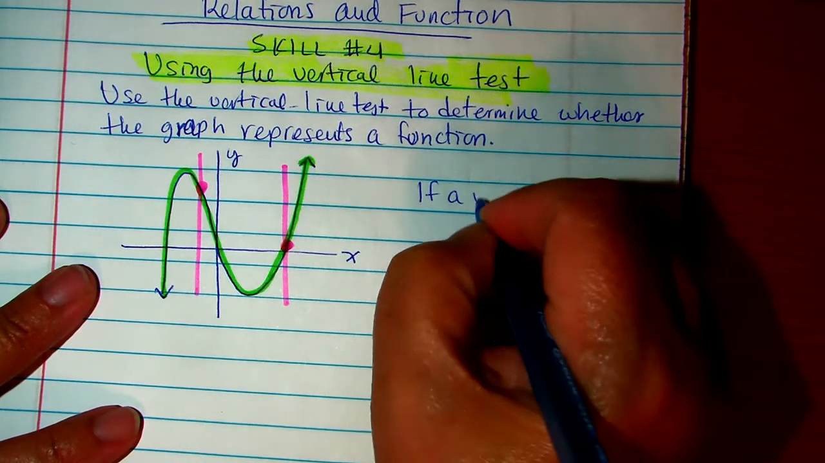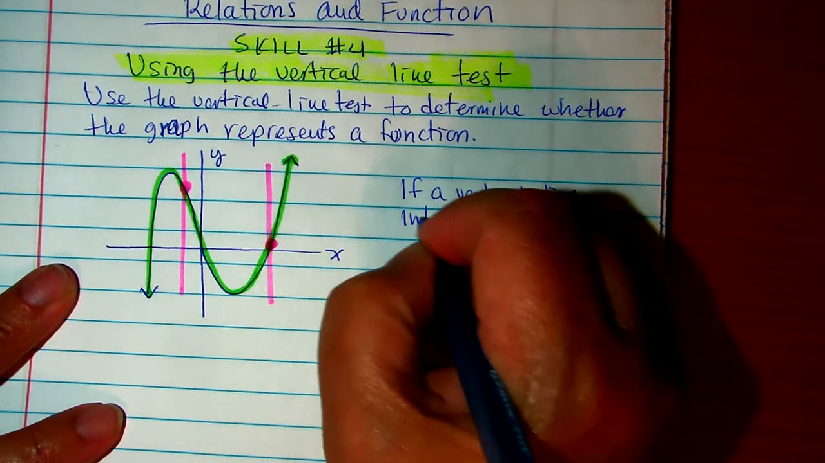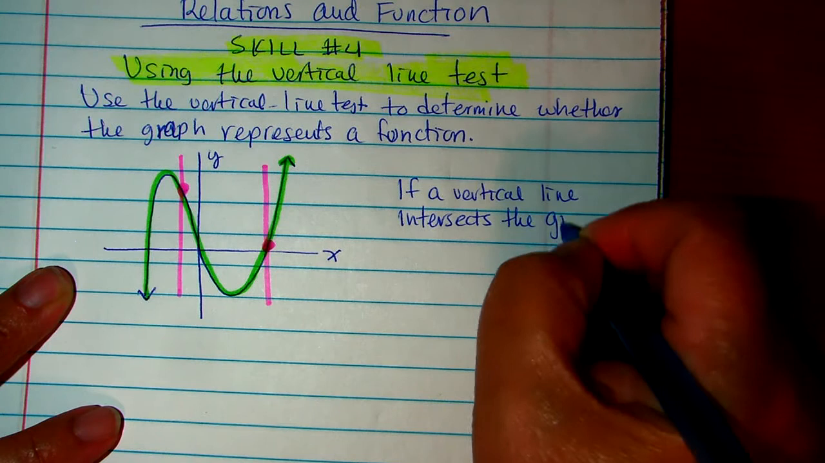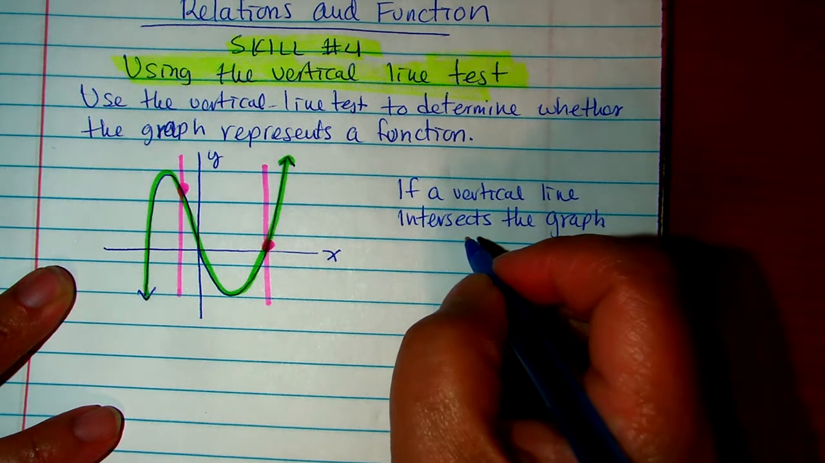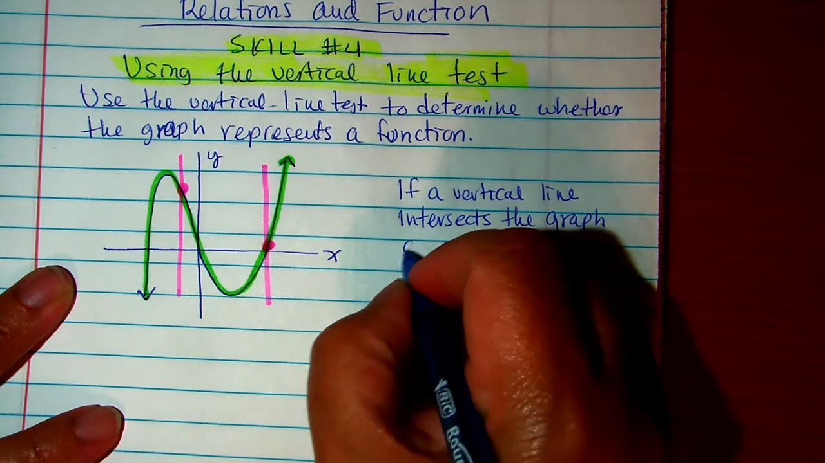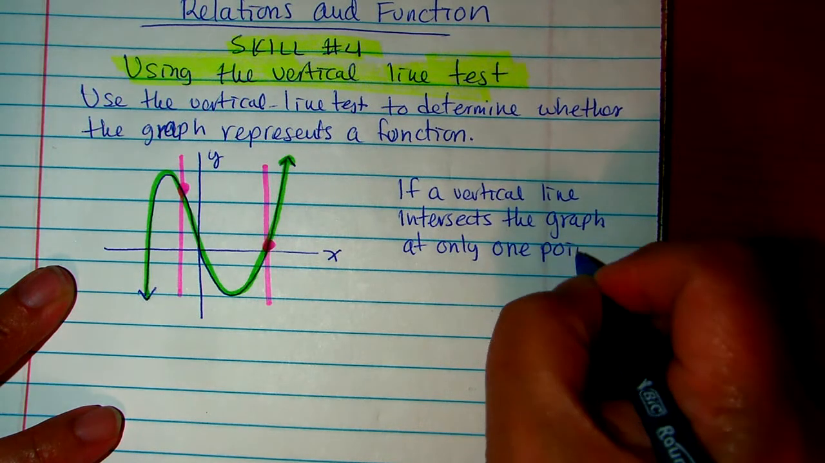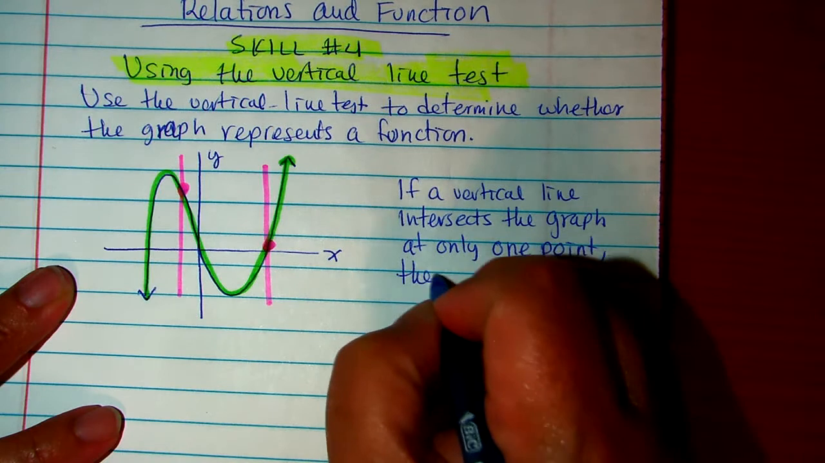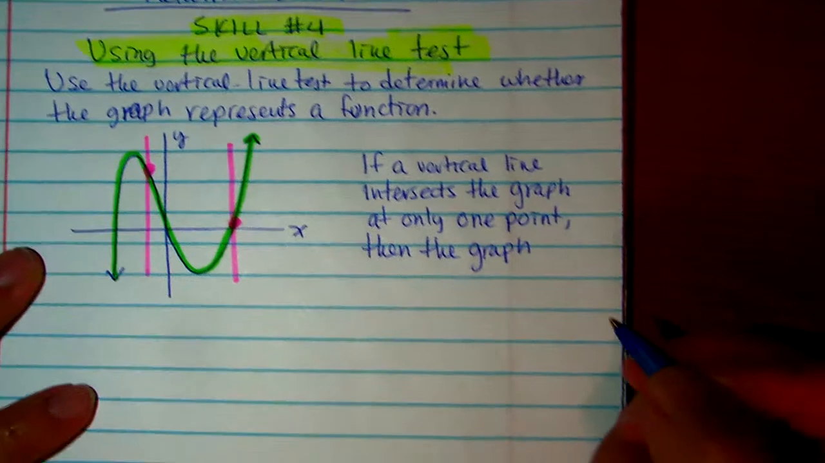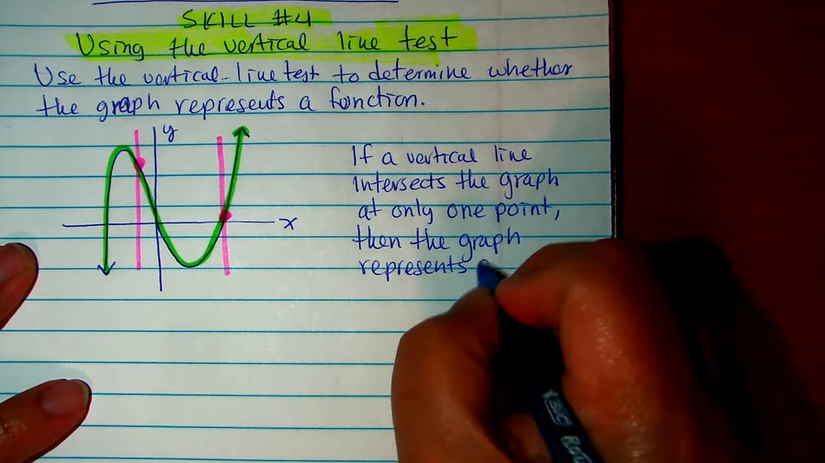If a vertical line intersects the graph at only one point, then the graph represents a function.